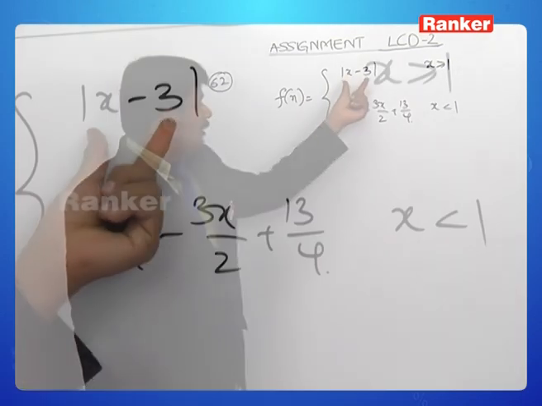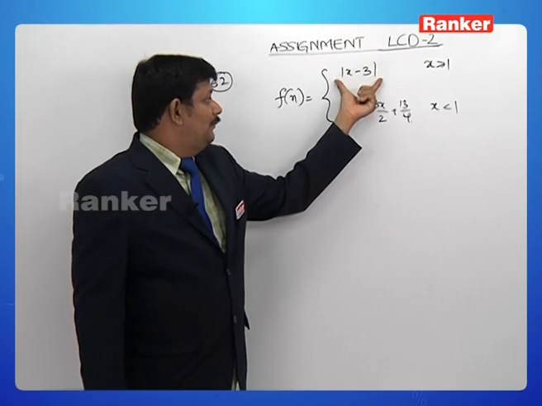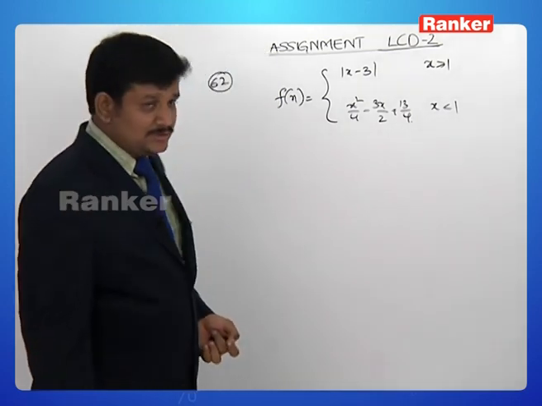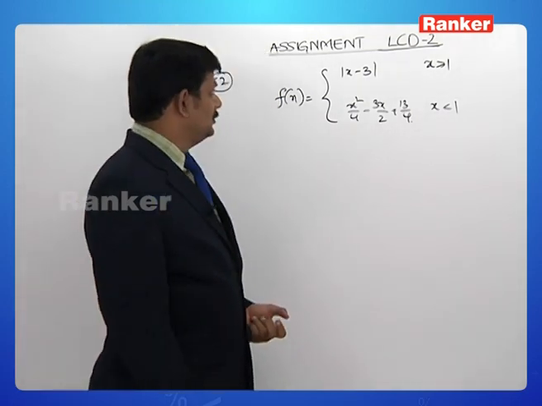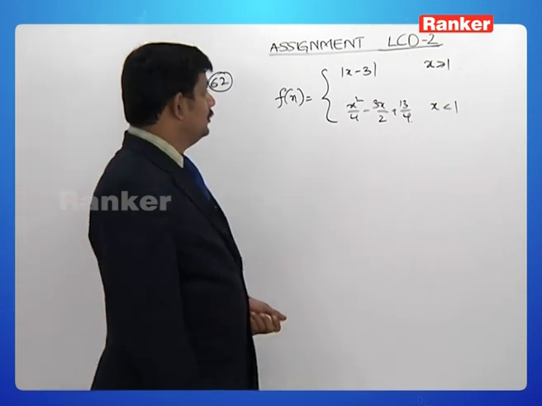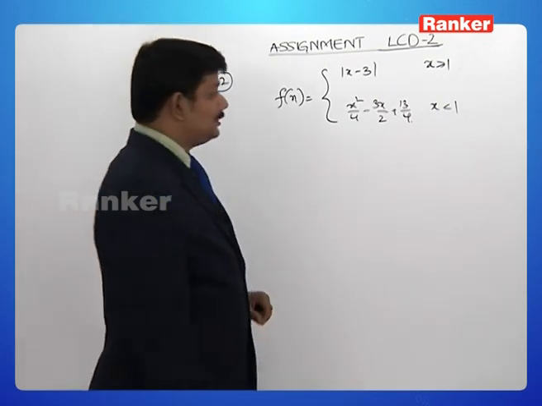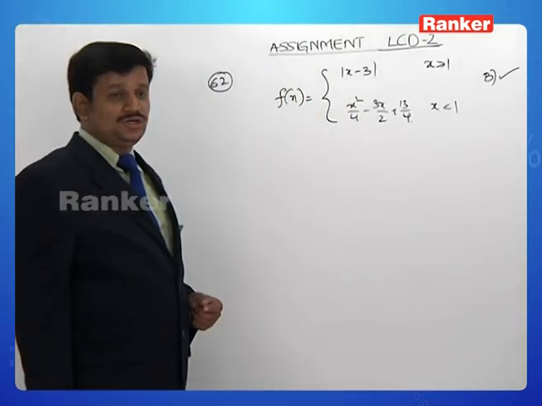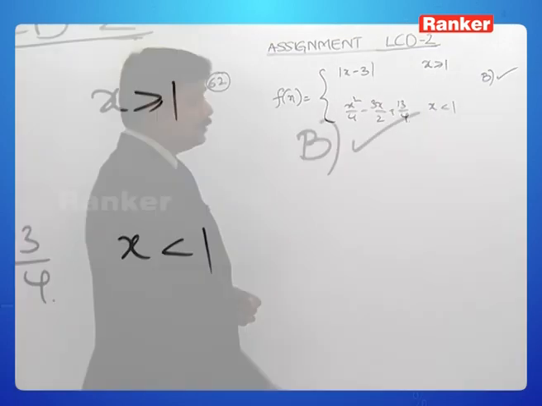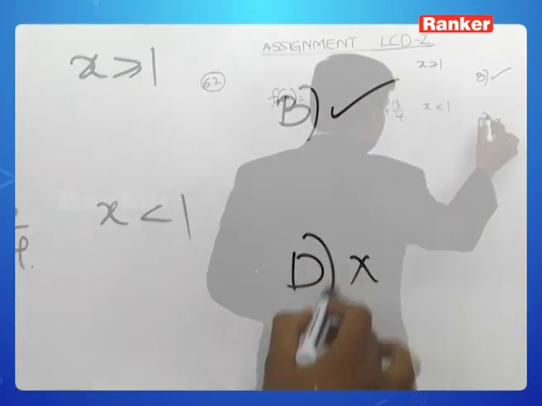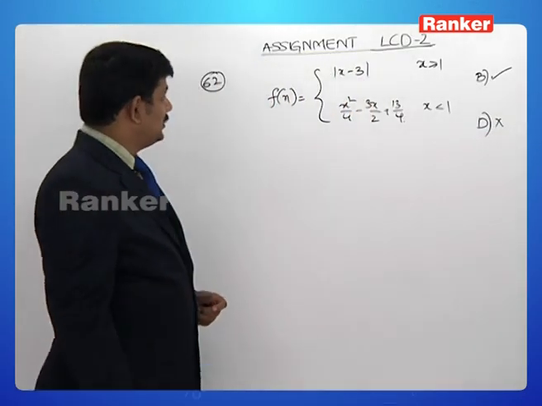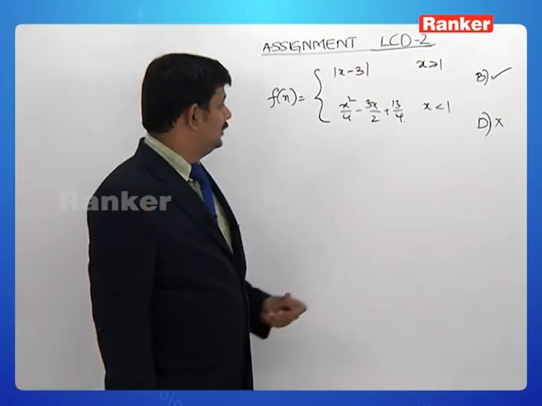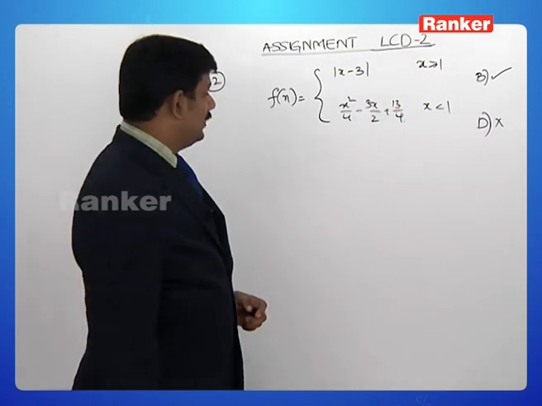Now in the neighborhood of 3, function is mod x minus 3, and mod x minus 3 we know is continuous but not differentiable at x equal to 3. So function is continuous at x equal to 3, option B is true. Function is not differentiable at 3, so option D is false. Function is continuous at x equal to 3 but not differentiable at x equal to 3. Let us look at function at 1.